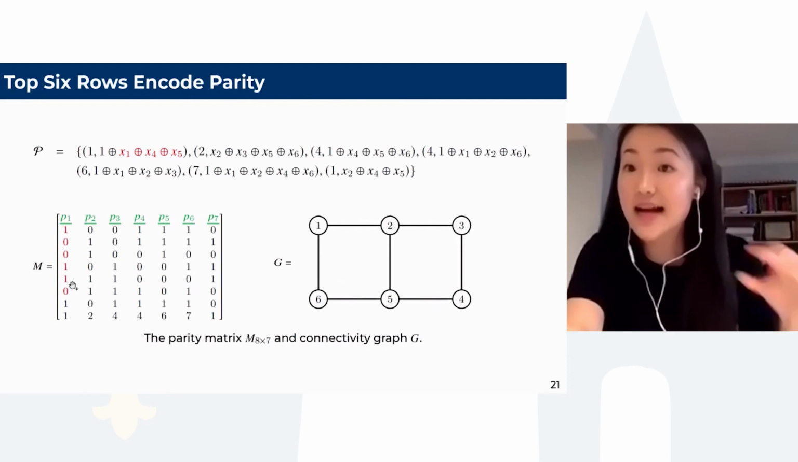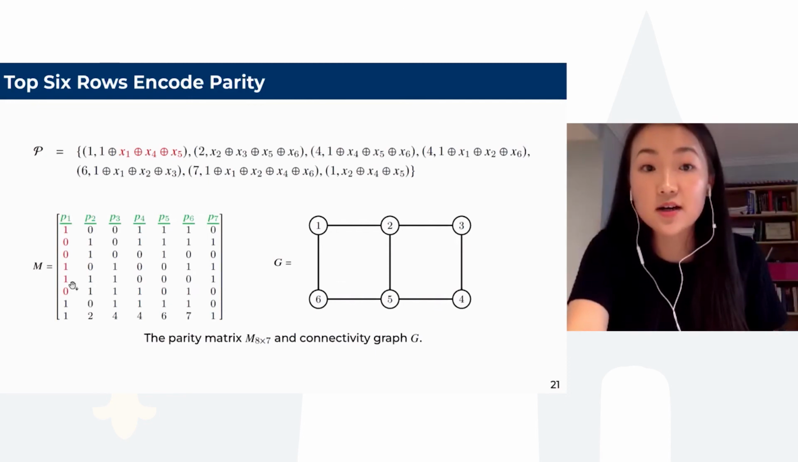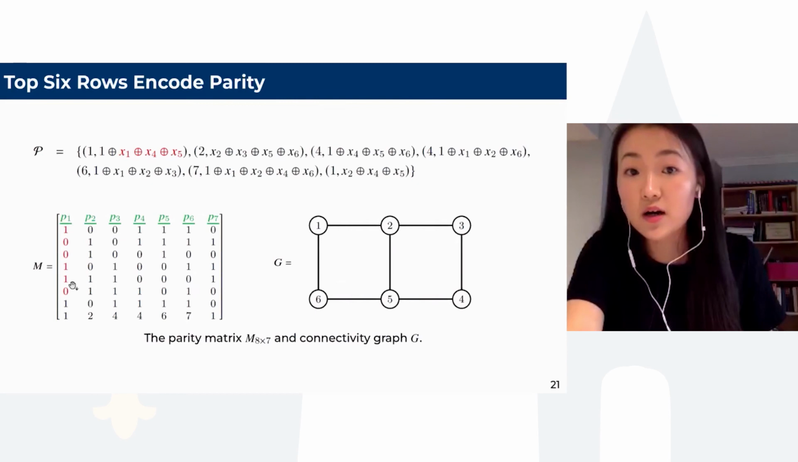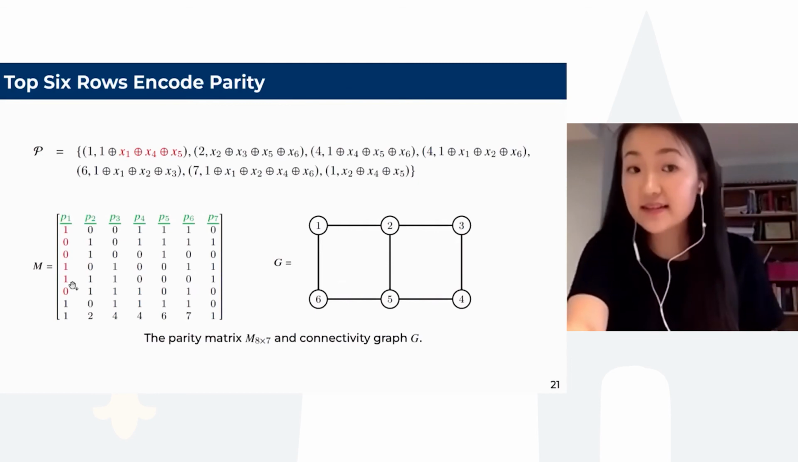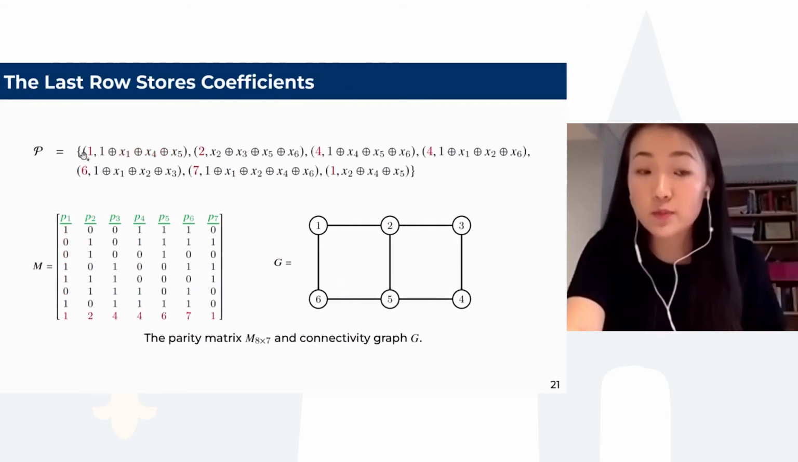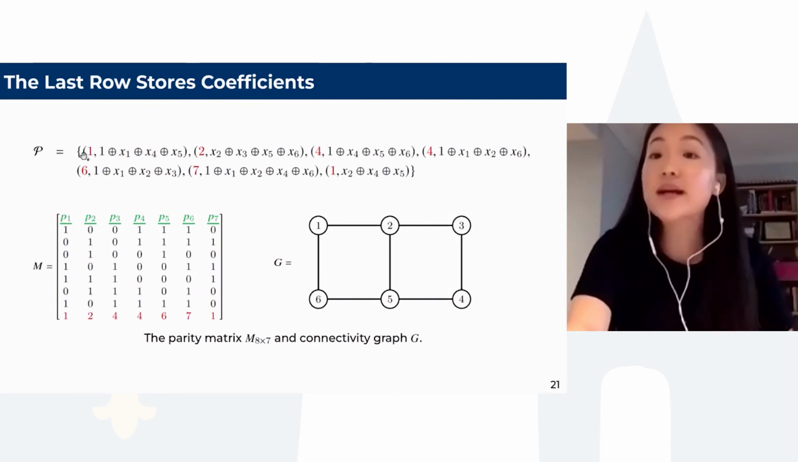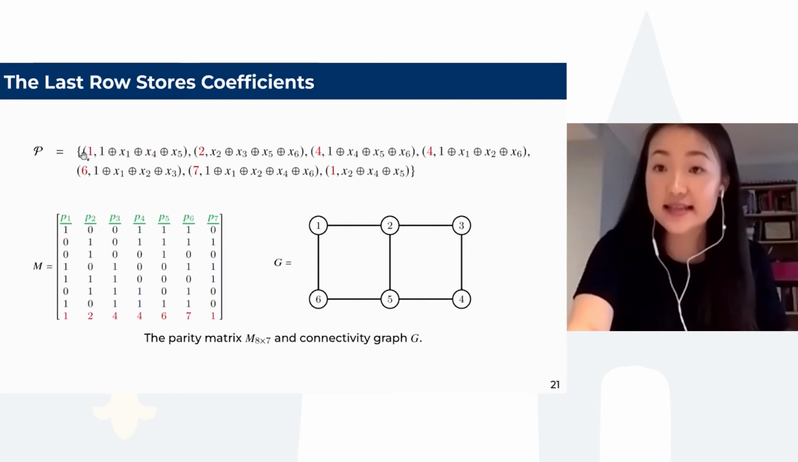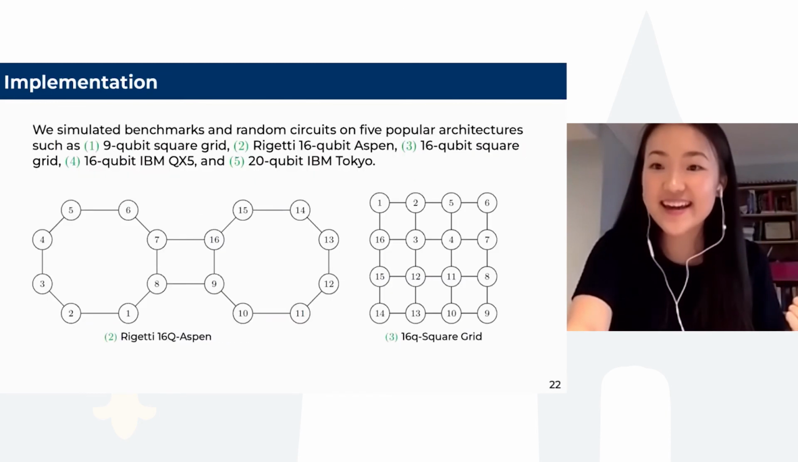And we use the second to last row to represent the bit flip. So if you look at all of the parity terms here, you'll see that whenever there's a 1, the corresponding position in this row will have 1 in there. And finally, we use the last row to represent the coefficients. And this will help us to reconstruct our T gate and the phase gates after we have all of the parity terms realized. Okay, all right.